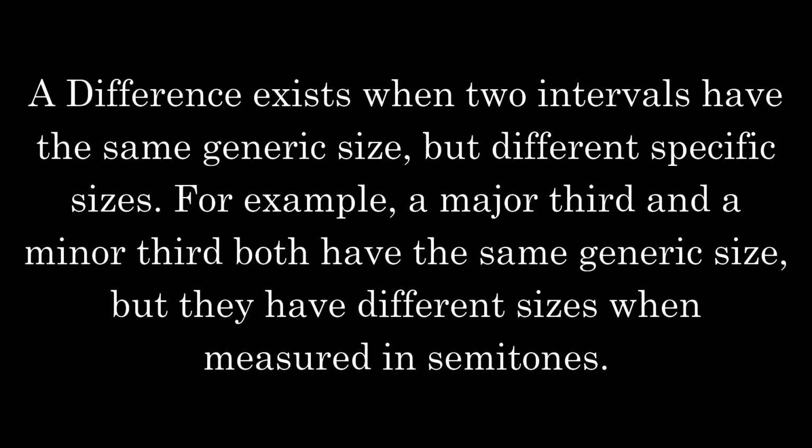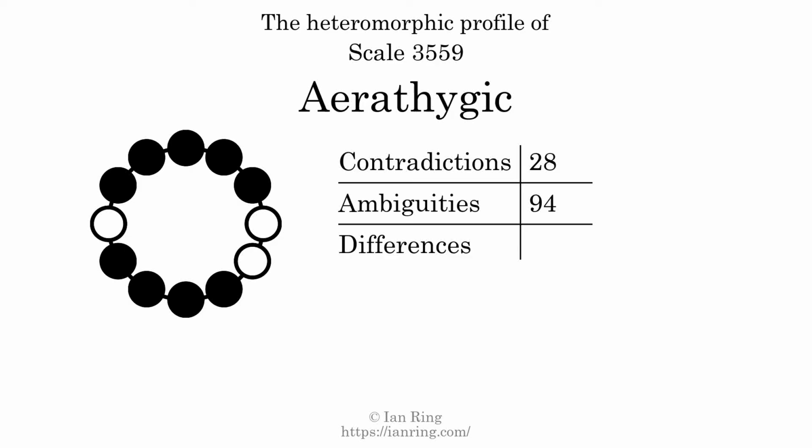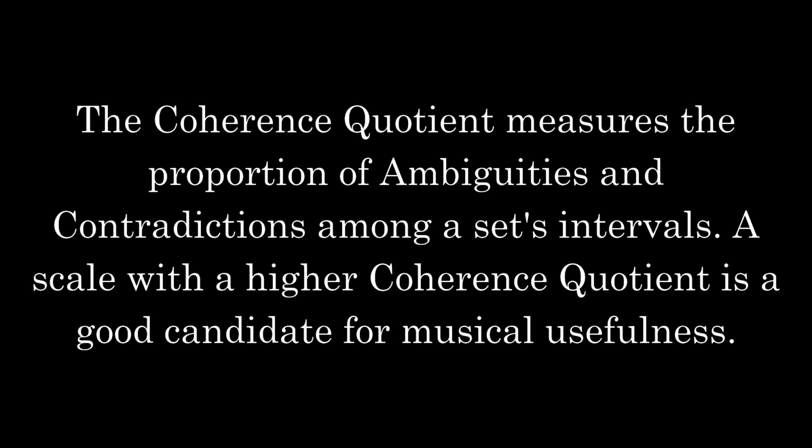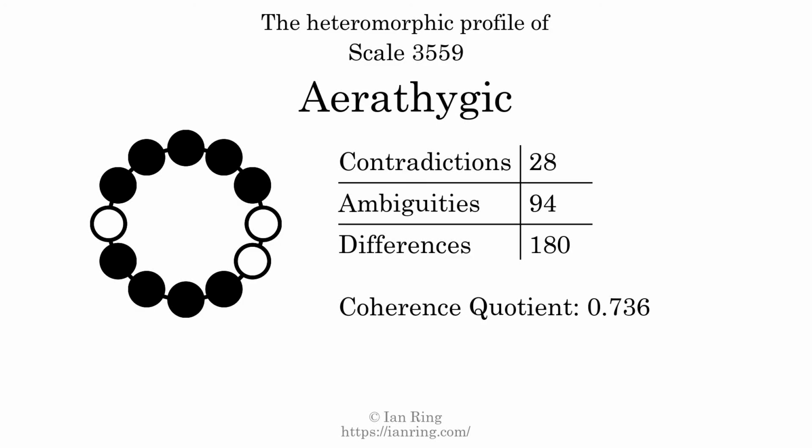A difference exists when two intervals have the same generic size, but different specific sizes. For example, a major third and a minor third both have the same generic size, but they have different sizes when measured in semitones. The number of differences in this scale is 180. The coherence quotient measures the proportion of ambiguities and contradictions among a set's intervals. A scale with a higher coherence quotient is a good candidate for musical usefulness. The coherence quotient is 0.736.